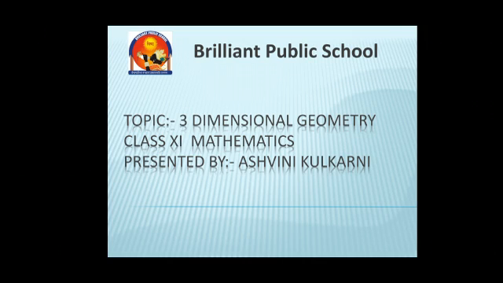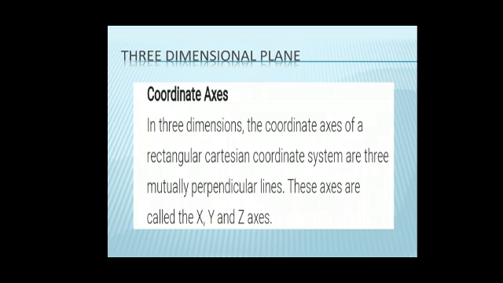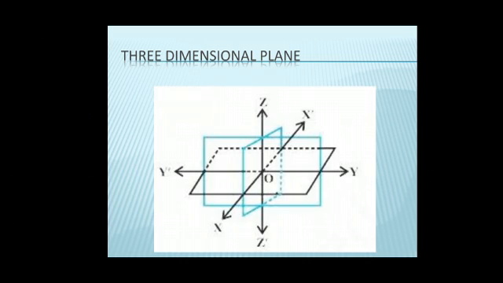Topic for the day is three-dimensional geometry for class 11 mathematics. First of all, let us see how we are going to make a three-dimensional plane. In three dimensions, the coordinate axes of a rectangular Cartesian coordinate system are three mutually perpendicular lines, and these axes are called the x, y and z axes respectively.